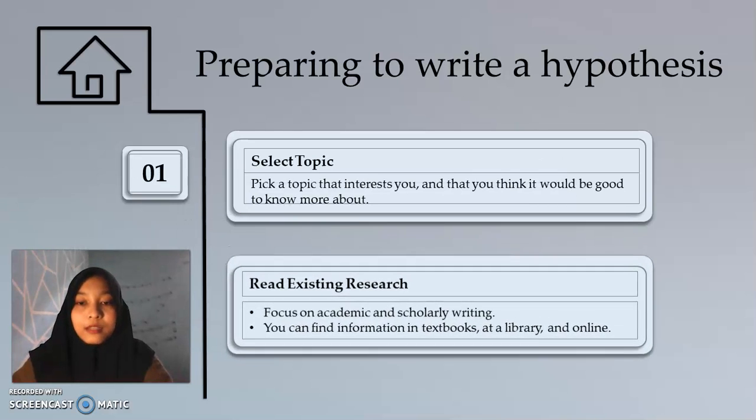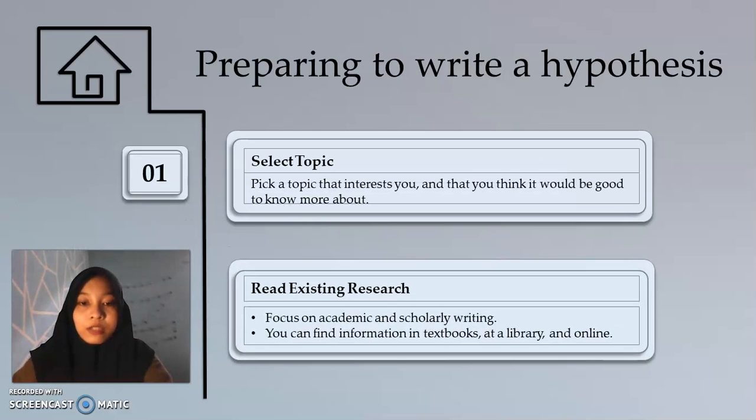The next step is read existing research. Gather all the information you can about the topic you have selected. You will need to become an expert on the subject and develop a good grasp of what is already known about the topic. Focus on academic and scholarly writing. You can find information in textbooks at the library or online.